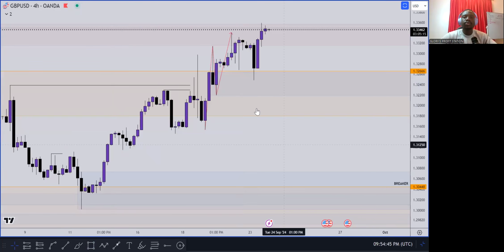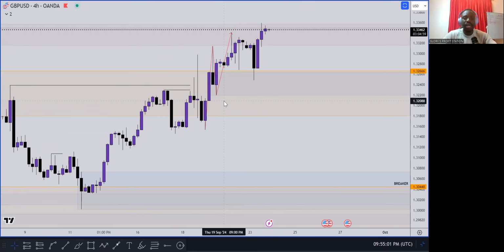So all we need to do right now, that we have a higher time frame bullish breaker level aligned with a 4-hour demand level, is refine this area to, let's say, the 1-hour time frame or 30 minutes time frame, where we can be looking to take our trade.